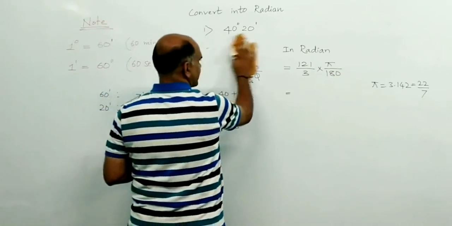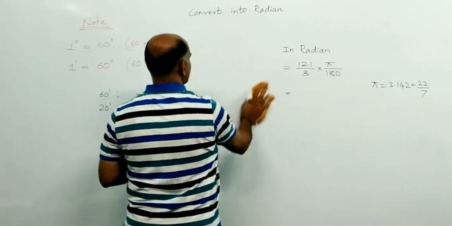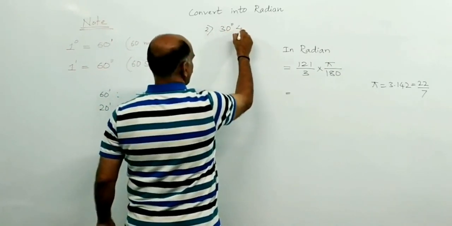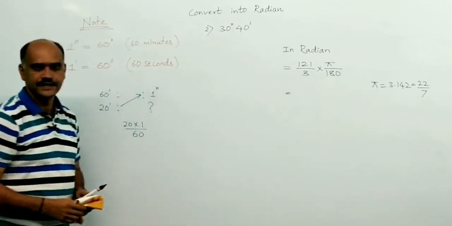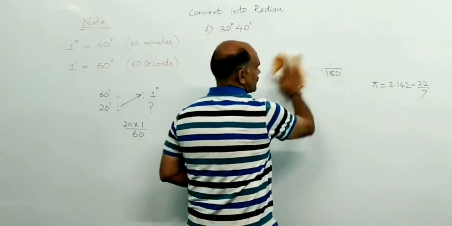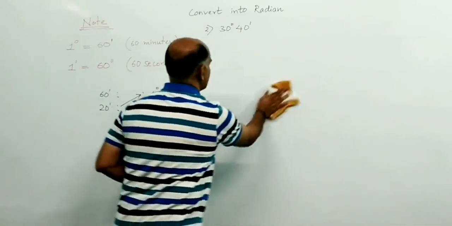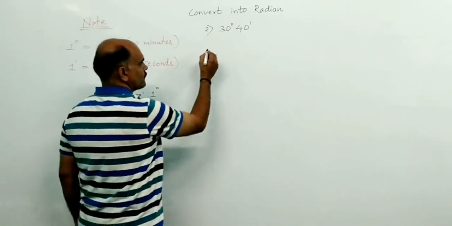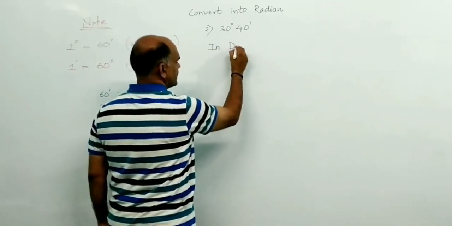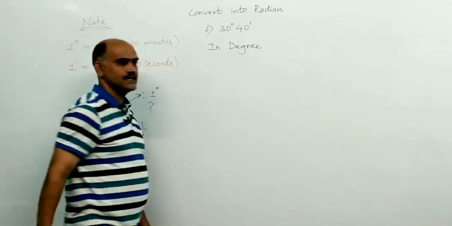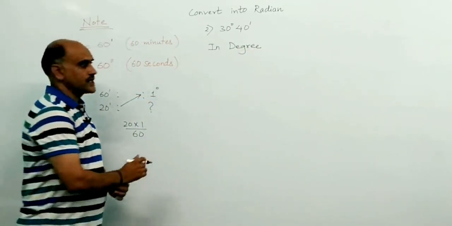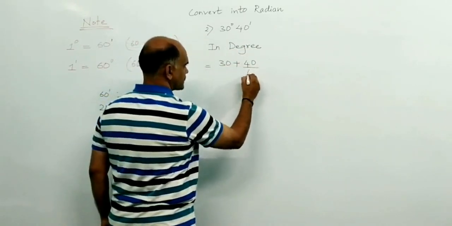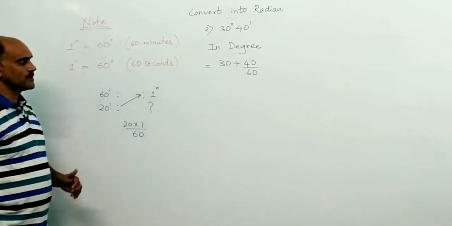Another example, the second one: 30 degree 40 minutes. You are required to convert that into radian. So first you convert this into degree. So in degree this will be 30 plus 40 by 60.